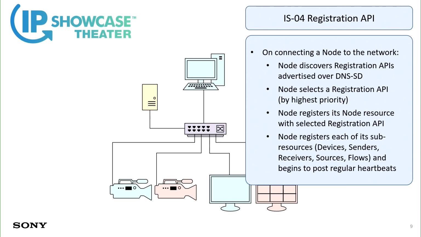It can do this either using multicast DNS or unicast DNS. With multicast, it would advertise itself on the network. With unicast, it would rely on a DNS name server to do that. Once the media nodes have discovered any registration APIs that are being advertised, they will then select the one with the highest priority, and then they will register themselves.